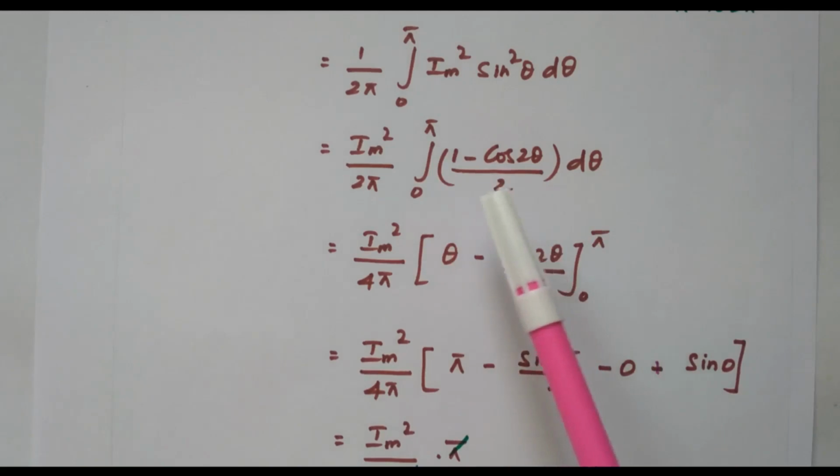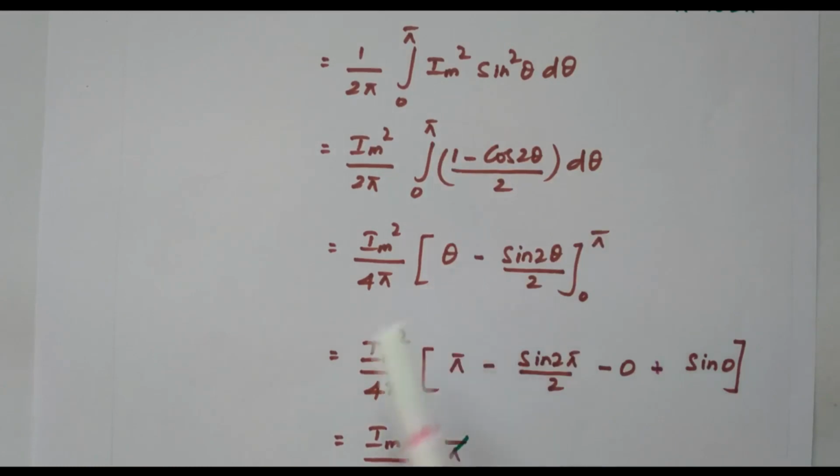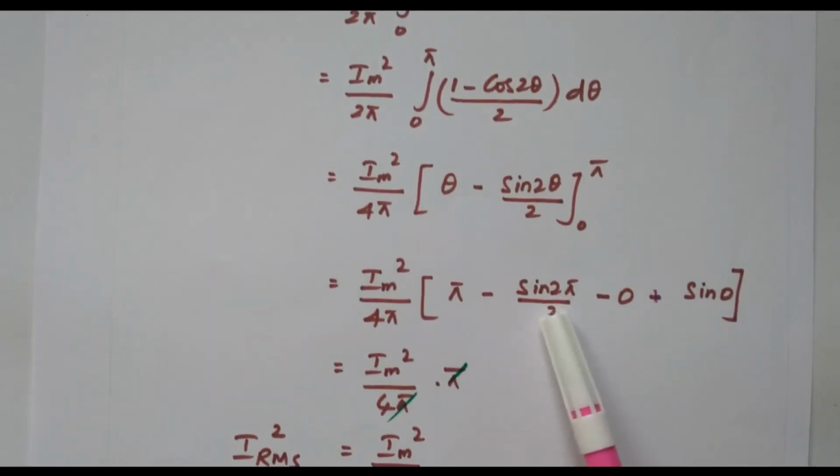Now we will go for the integration. The integral of 1 is nothing but dθ, so the integral of dθ is θ. The integral of cos 2θ is sin 2θ divided by 2. Now we'll substitute the limits 0 to π. So Im² divided by 4π, substituting the upper limit gives π minus sin 2π by 2, and substituting the lower limit 0, already a negative is there, so it becomes positive, sin 0. Here sin 2θ is 0 and sin 0 is also 0, so only π remains.